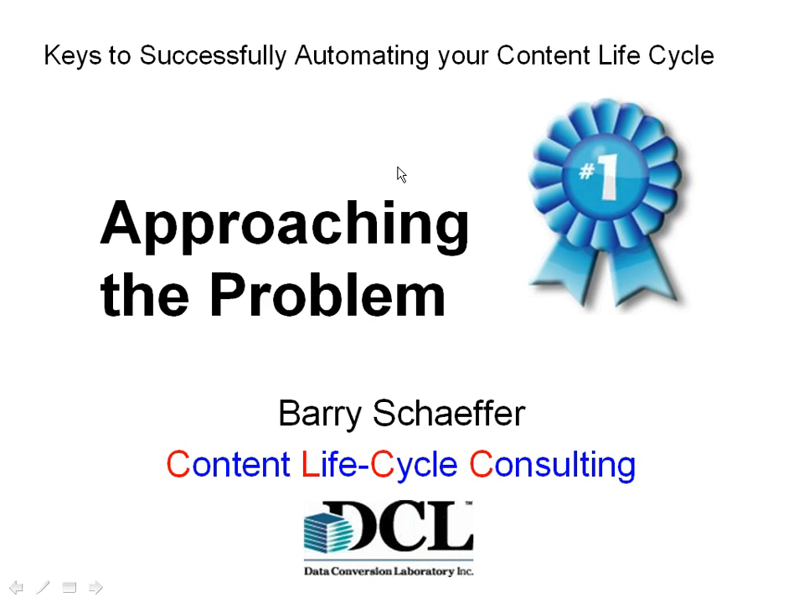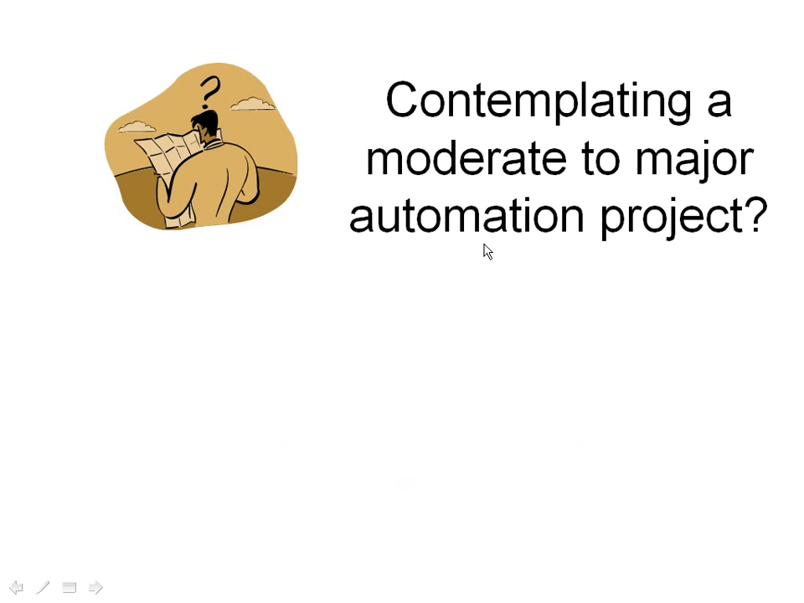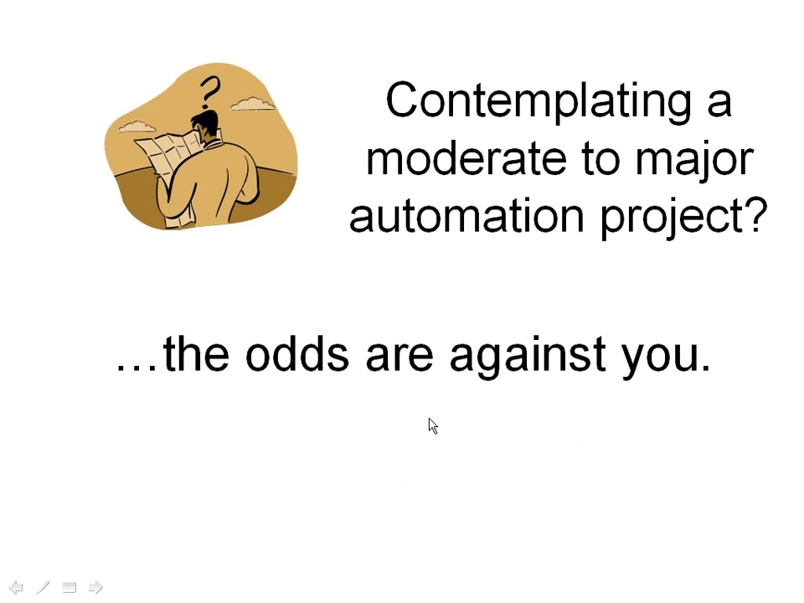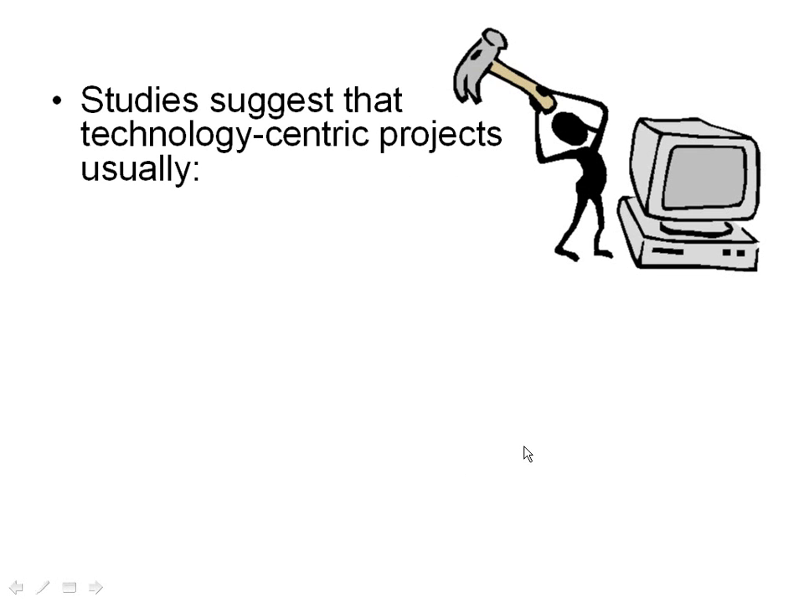We're going to be talking about, obviously, automating your content lifecycle. When we think about it, content is very important. There are lots of things that happen in an organization, but for the most part, unless they happen in a way that affects or creates or deals with some content, they tend not to be part of that lifecycle. So if you're contemplating a major automation project, the odds are against you. And we're going to talk about why that is.